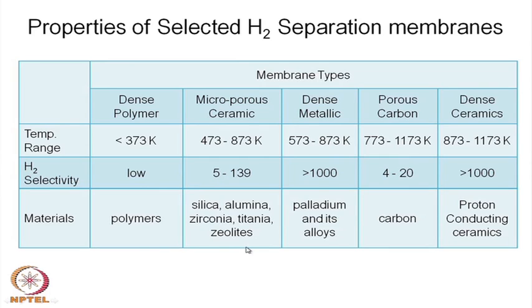And as you can see the zeolites. Okay. The zeolites can be made of silica, alumina, zirconia, not all for hydrogen separation, they can be used for many different other purposes, but particularly membranes made of zeolites can be used for hydrogen separation. How? That is given in the next slide.